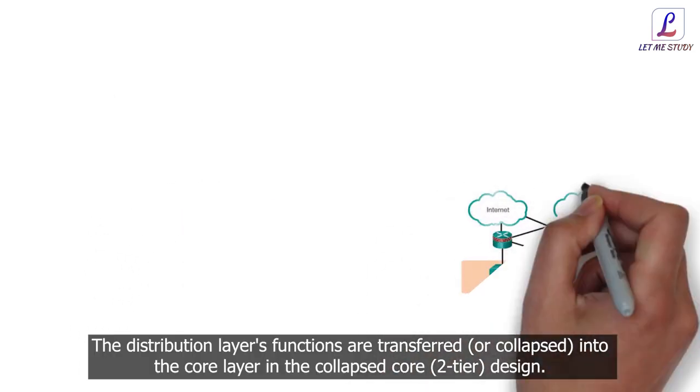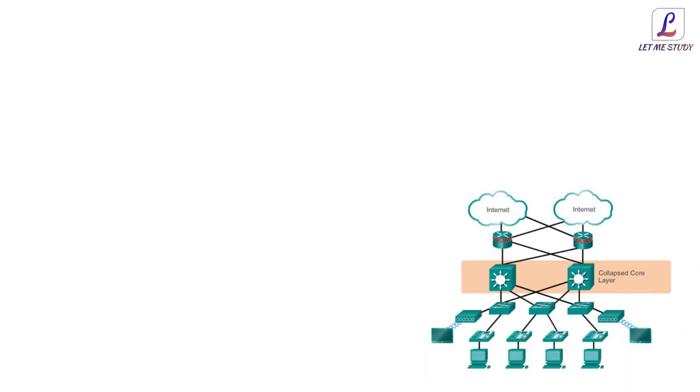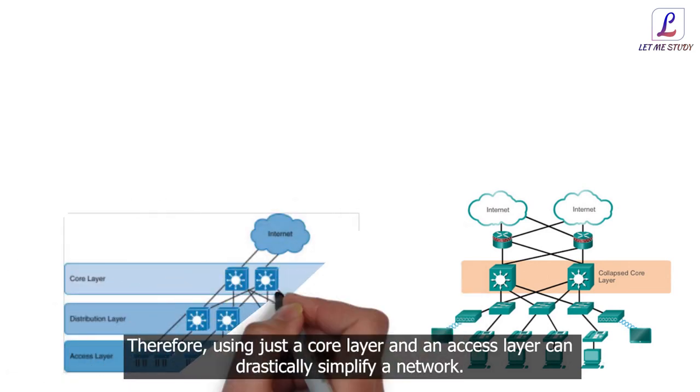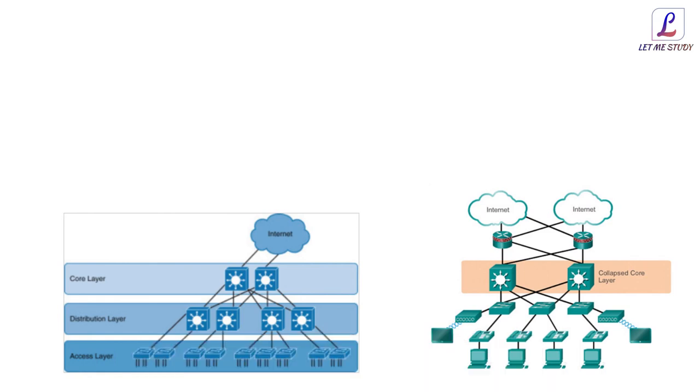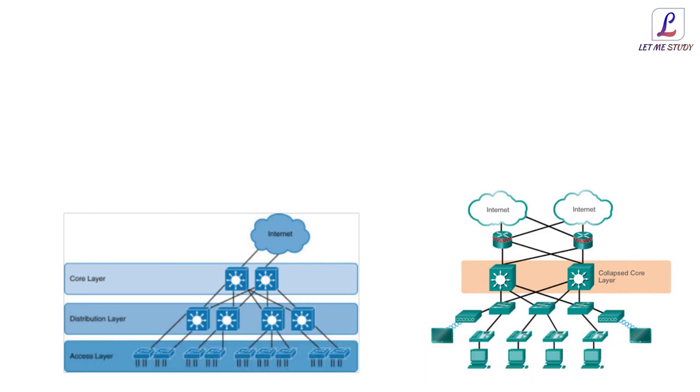The distribution layer's functions are transferred or collapsed into the core layer in the collapsed core two-tier design. Therefore, using just a core layer and an access layer can drastically simplify a network. It carries out all of the distribution layer's tasks while also delivering the required throughput.